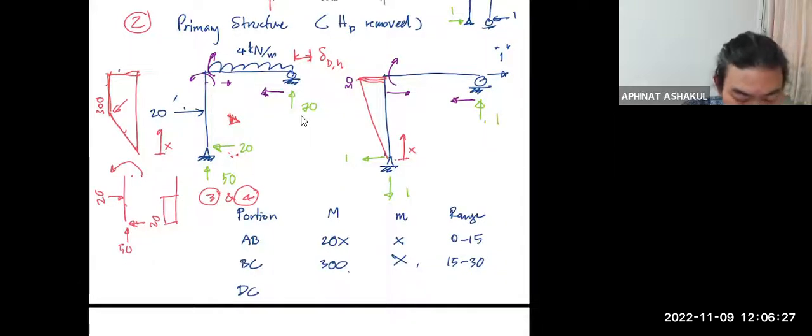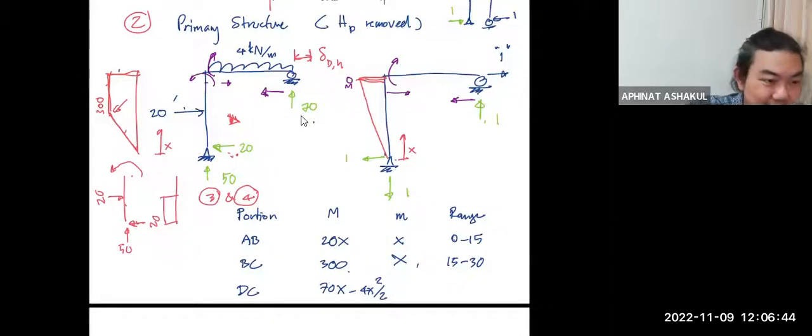All right. So if you get from B to C, that would give us 70x minus 4x squared over 2, right? Yep. You can see that without having to draw the free body diagram anymore. Let's look at this piece, right? 70x pushing up, so it's a positive moment, and this uniform load pushing it down, so it's a negative moment.